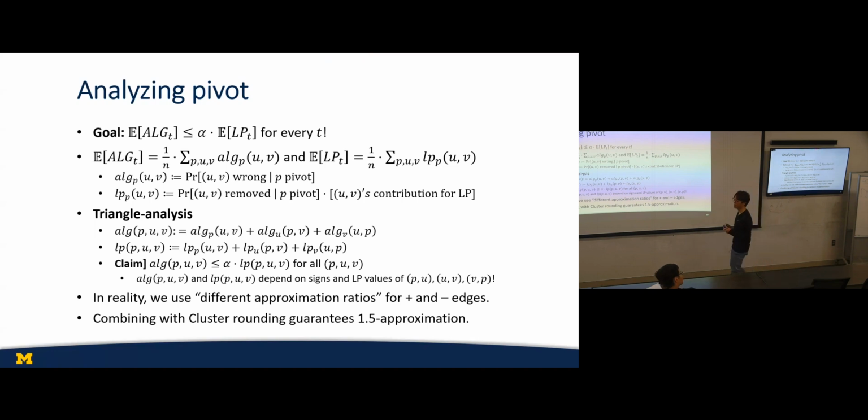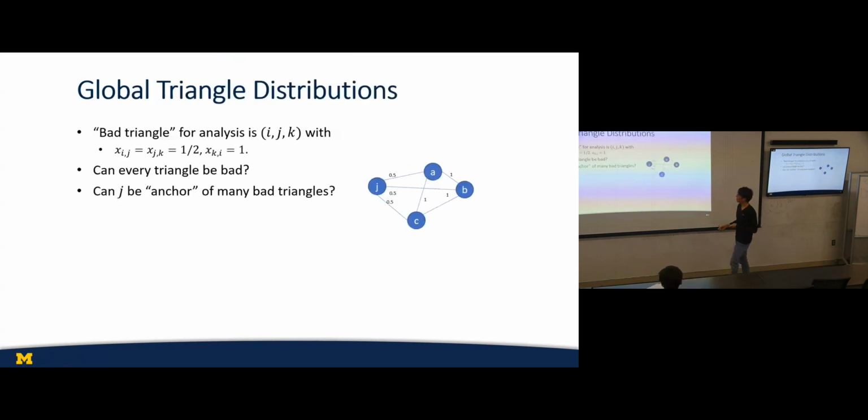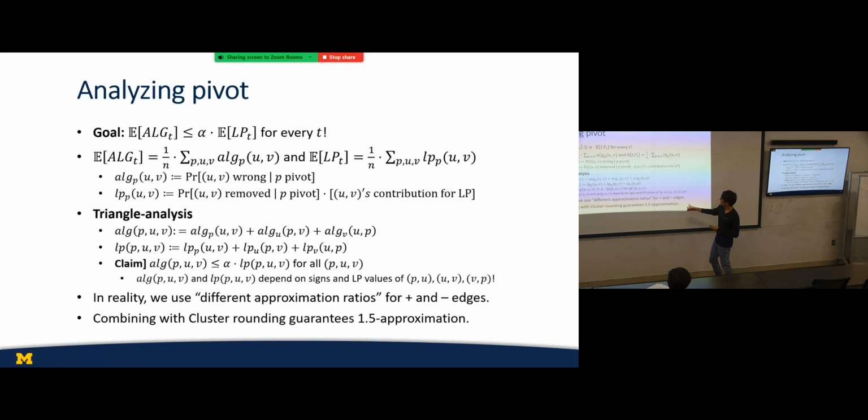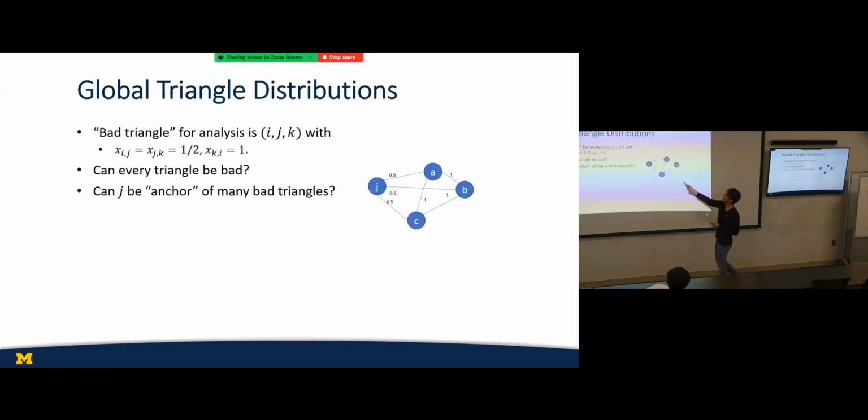And then we did more. I promised you 1.437. What we did more is that, at least for our algorithm, if you just look at the claim, there is a triangle where 1.5 is tight, and that's a triangle that has two distances at 1/2 and the last distance is 1. That's always a bad triangle for many of these algorithms. So if every triangle is bad like this, then the 1.5 approximation is tight.